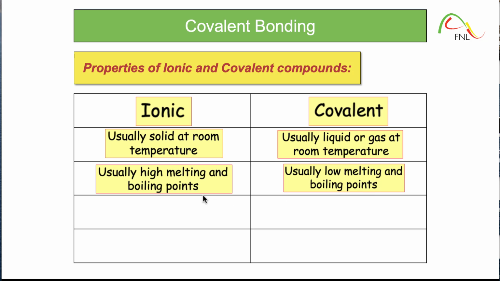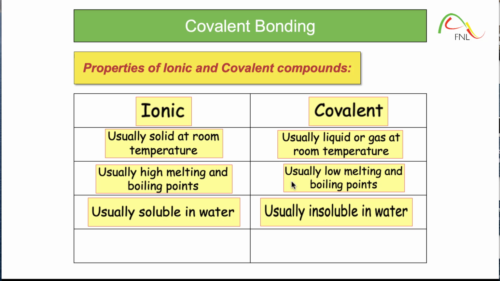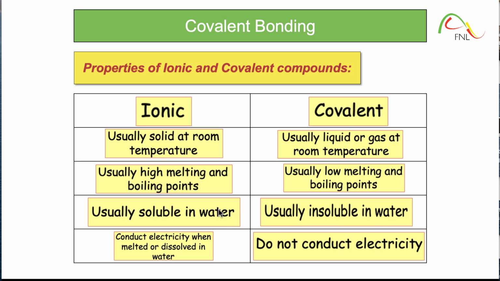So, ionic usually has high melting and boiling points, and usually low melting and boiling points for covalent, for exactly the reasons I expressed. Ionic is usually soluble in water, the ions dissociate in water, whereas covalents are usually insoluble in water. And lastly, ionics conduct electricity when molten or dissolved in water, whereas covalents do not conduct electricity, with the exception, as I said, of carbon.